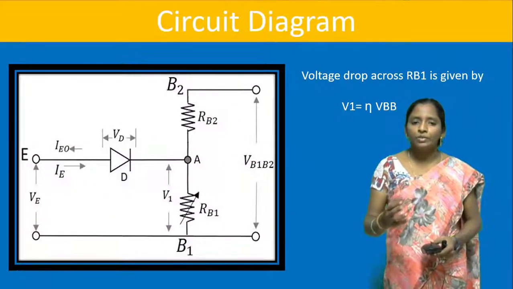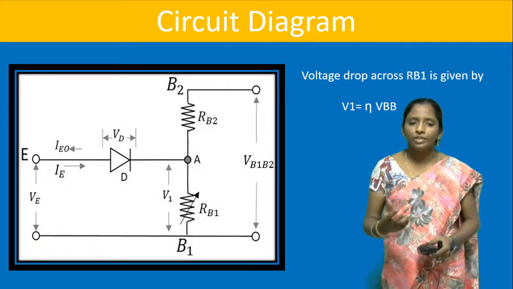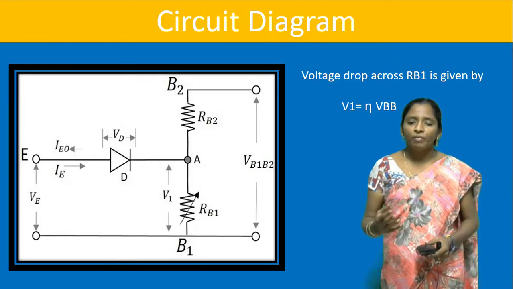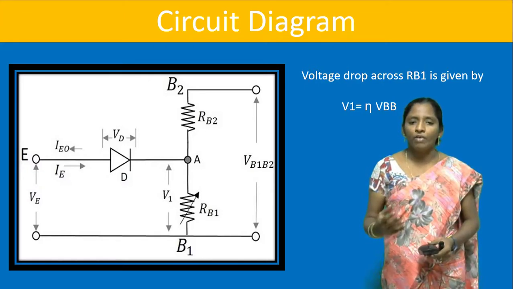The diode goes into the reverse bias, goes into the forward bias. If you are increasing the forward voltage, that means the voltage drop across RB1 is given by V1 equal to eta VBB plus V gamma. At that time, the diode goes into the forward bias.